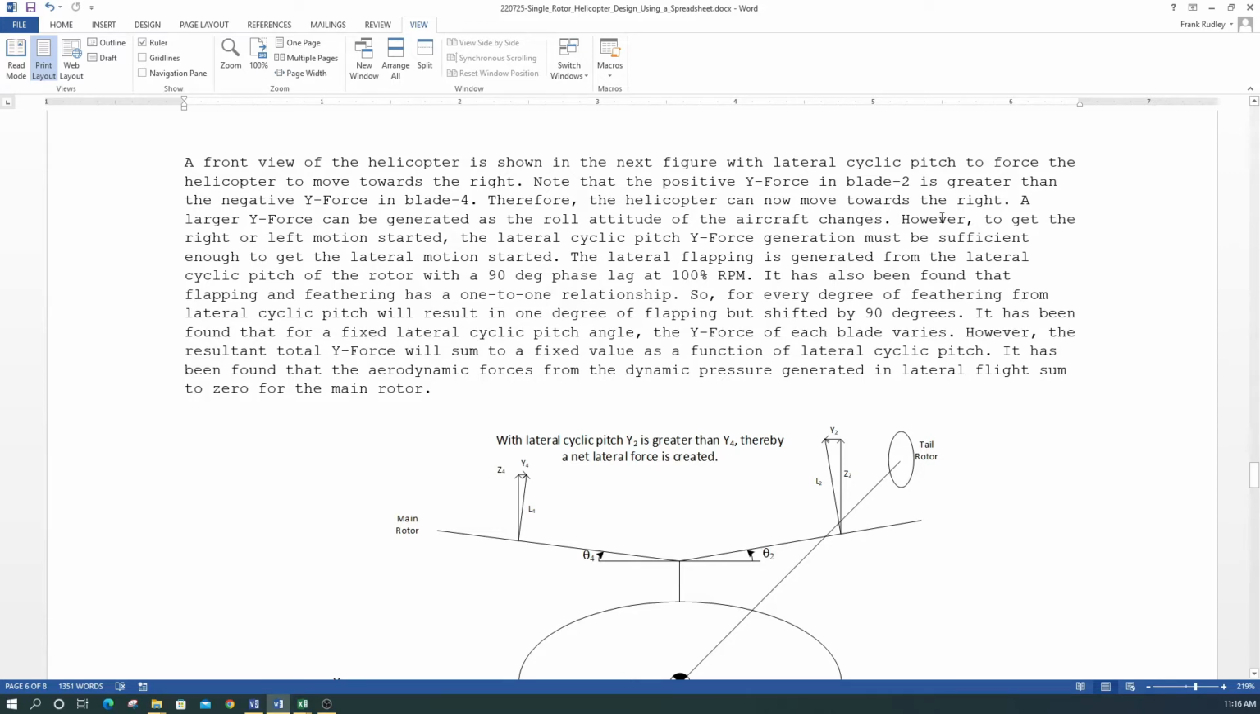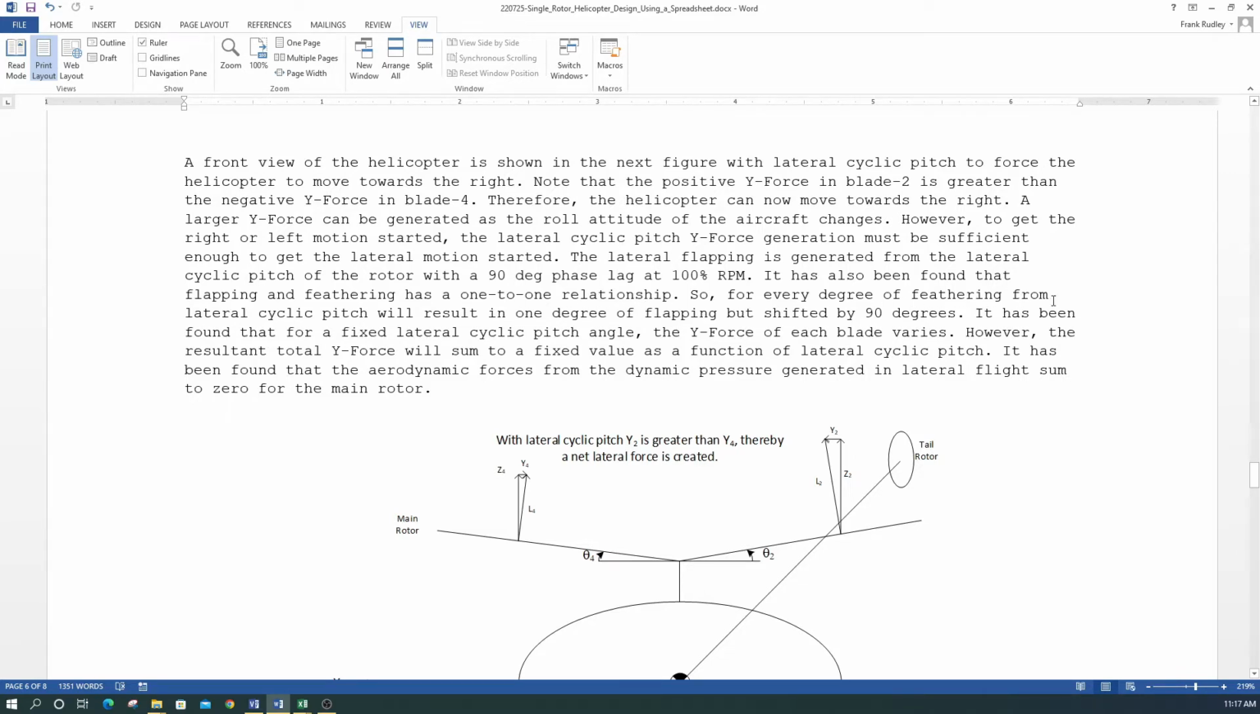So that's what that pointed out. However, to get the left or right motion started, the lateral cyclic pitch Y force generation must be sufficient enough to get the lateral motion started. The lateral flapping is generated from the lateral cyclic pitch of the rotor with a 90 degrees phase lag at 100% RPM. It has also been found that flapping and feathering have a 1-to-1 relationship.